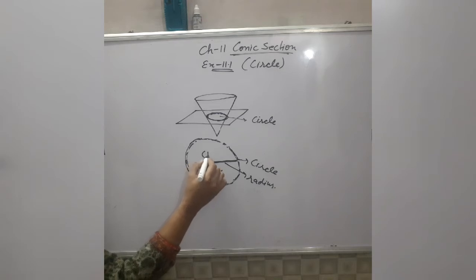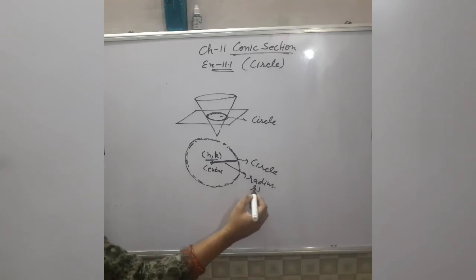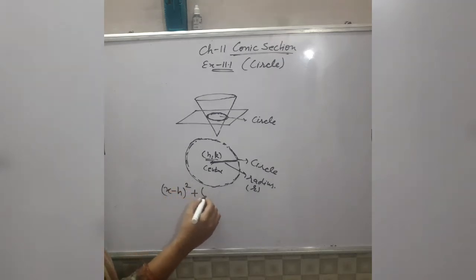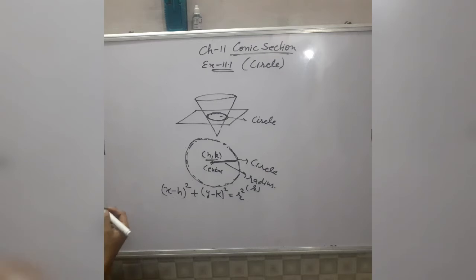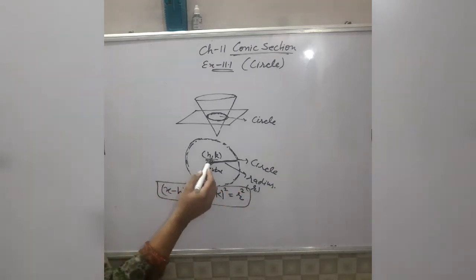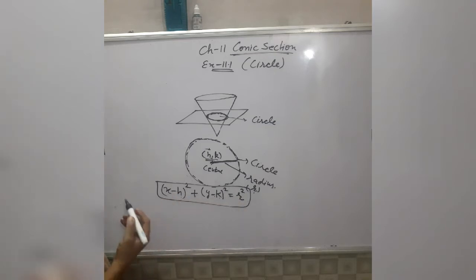Let us suppose h comma k are the coordinates of the center of a circle in two dimensions, and let us suppose small r is the radius of this circle. Then the equation of the circle will be x minus h whole square plus y minus k whole square is equal to r square. This is the equation of the circle. Listen again. If h comma k is the center of the circle and r is the radius, then the equation of the circle will be x minus h whole square plus y minus k whole square is equal to r square.